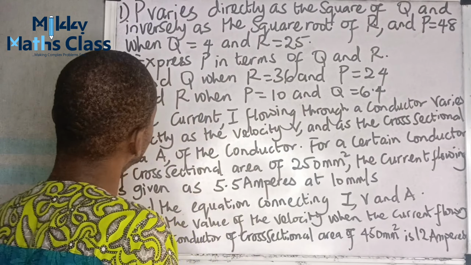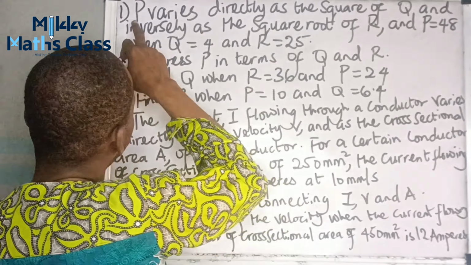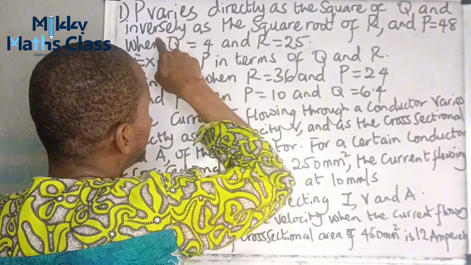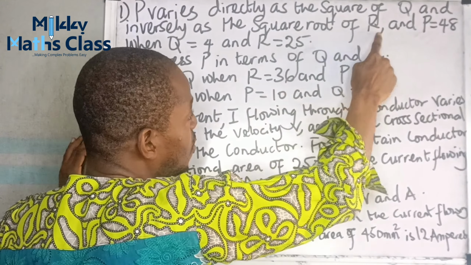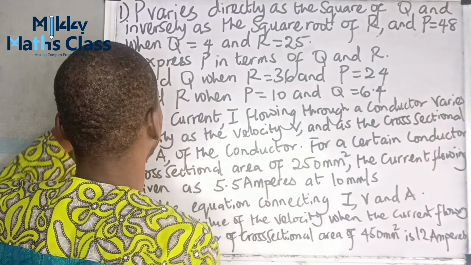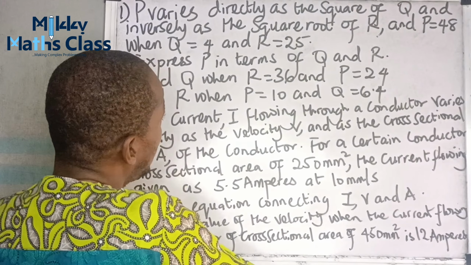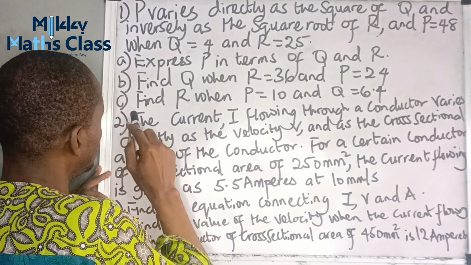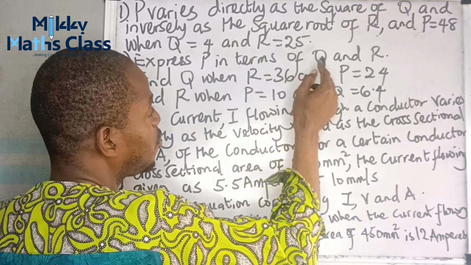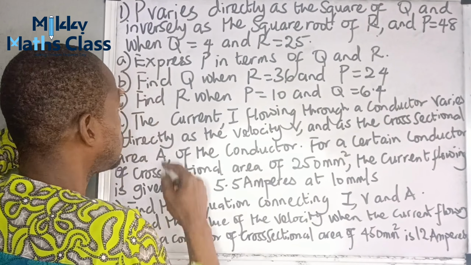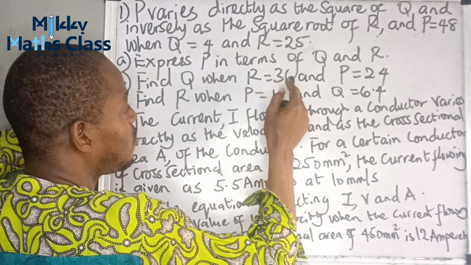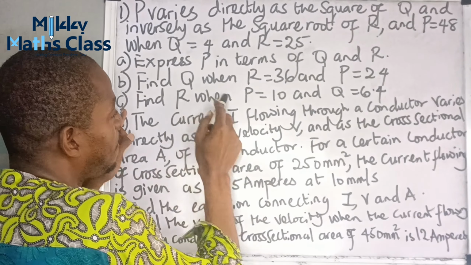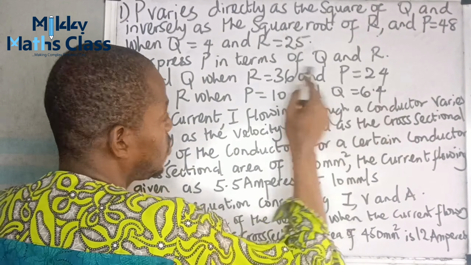The first one, you can practice it at your leisure time. The first one says P varies directly as the square of Q and inversely as the square root of R. And P is 48 when Q is 4 and R is 25. The first question that follows on that says express P in terms of Q and R. And the second one says find Q when R is 36 and P is 24. And the last one says find R when P is 10 and Q is 6.4.